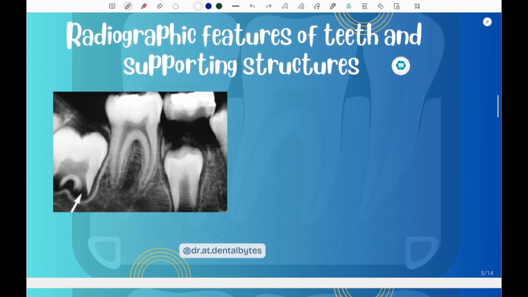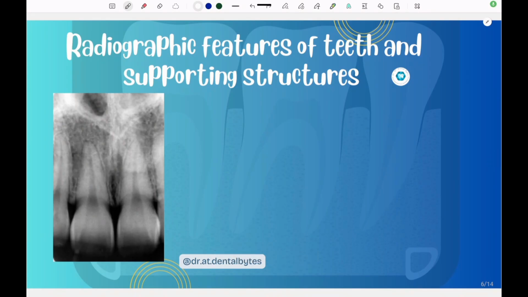This is a developing root that is shown by a divergent apex around the dental papilla, which is enclosed by an opaque bony crypt. This is the radiopaque bony crypt.